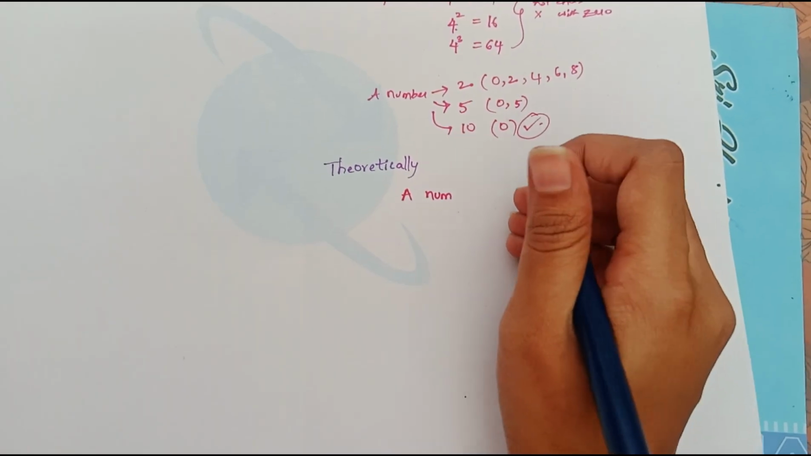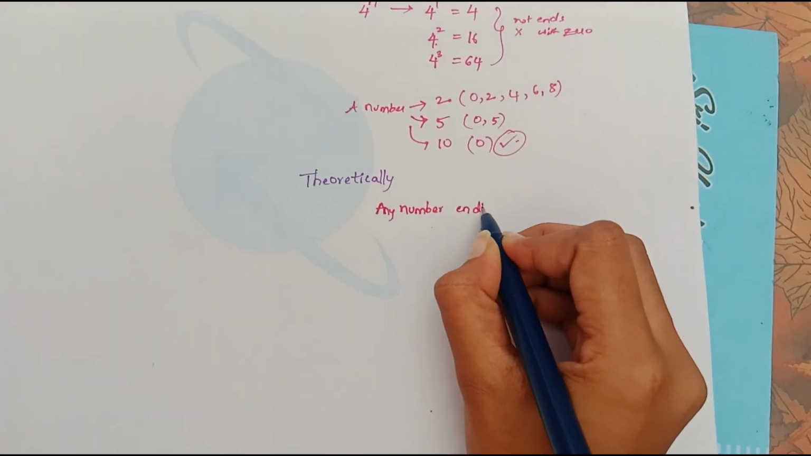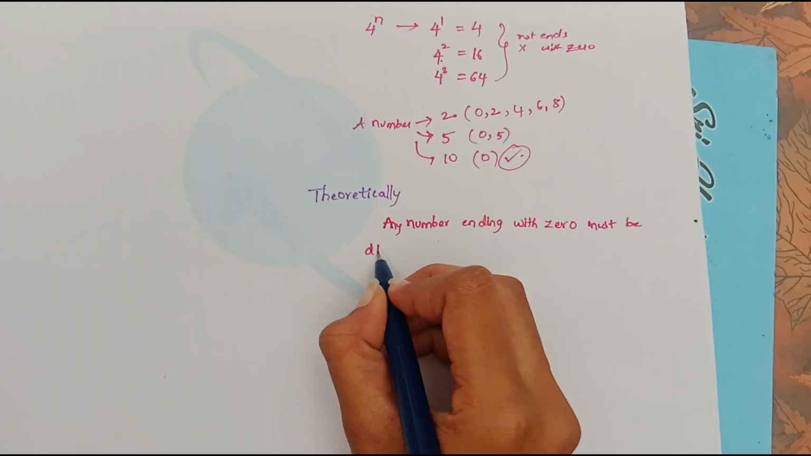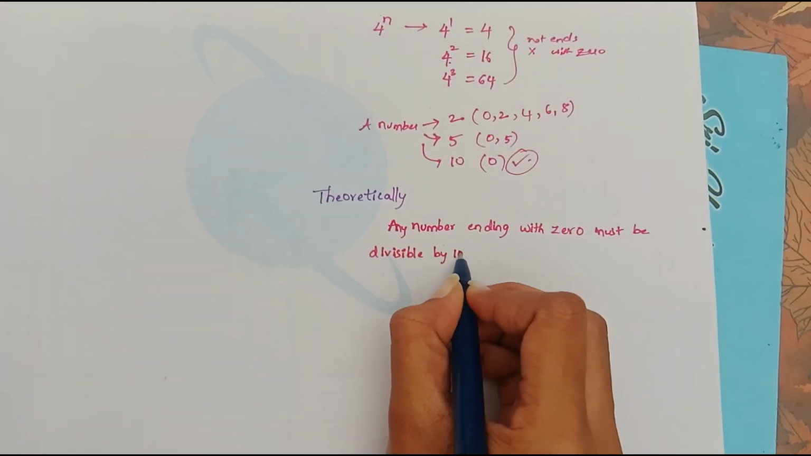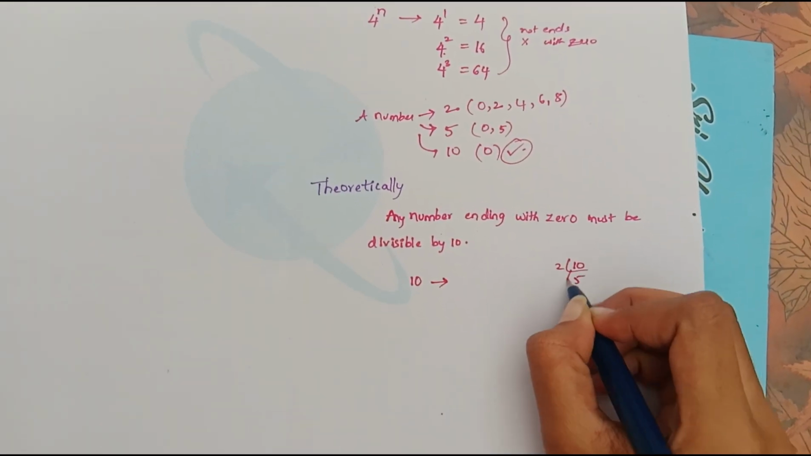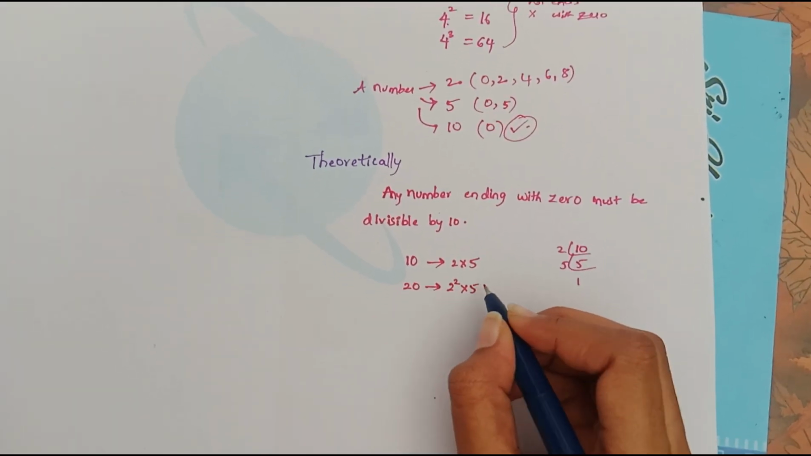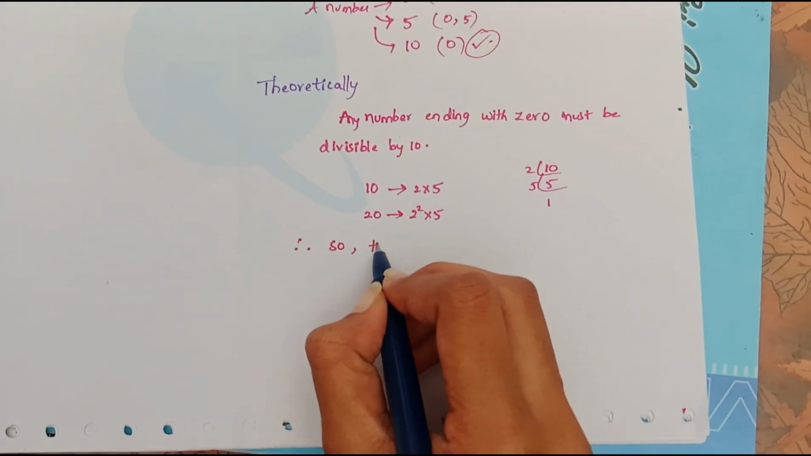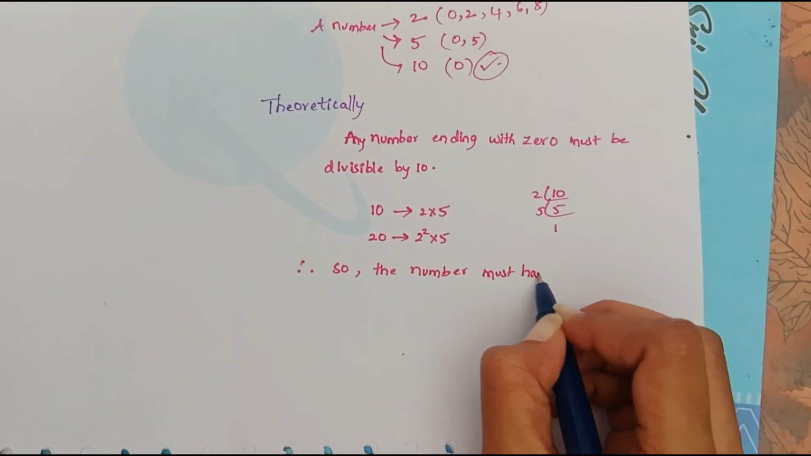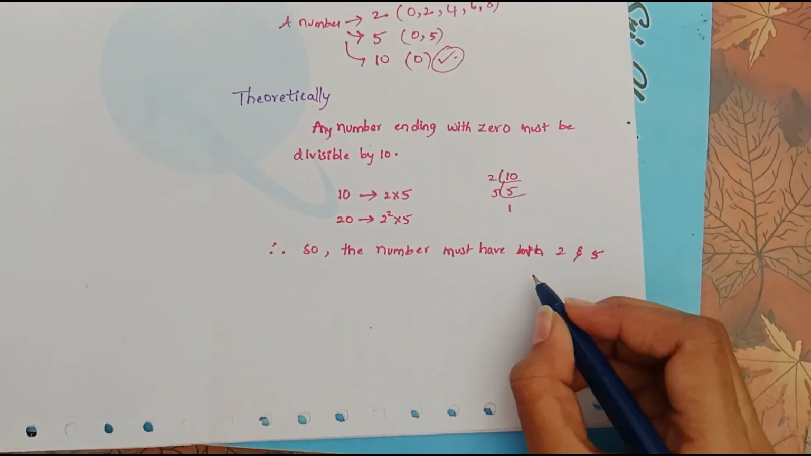We can solve it in a theoretical manner. Any number ending with 0 must be divisible by 10. For example, LCM of 10: 2 into 5 is the LCM. LCM of 20: 2 square into 5. So we can say that the number must have both 2 and 5 as factors.